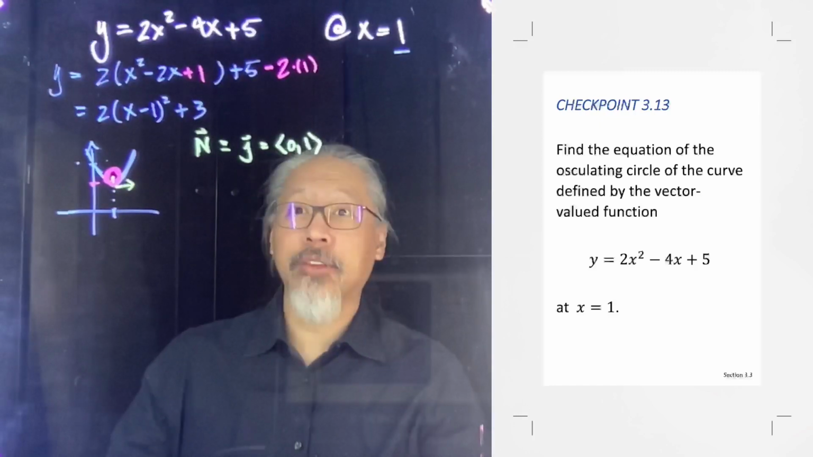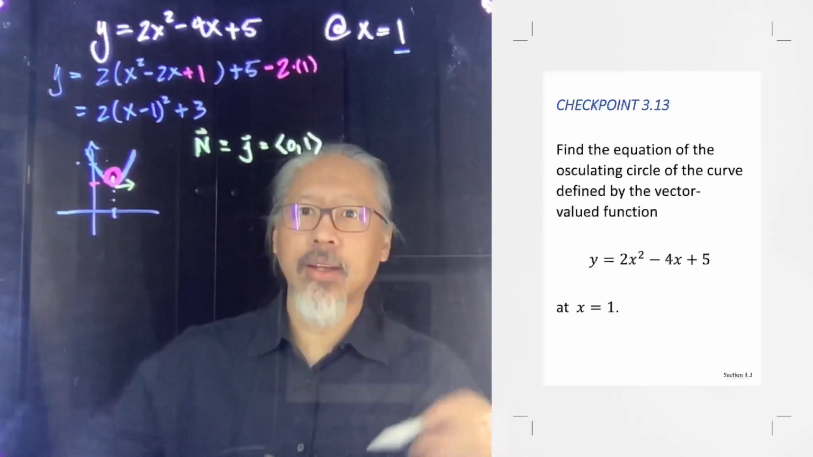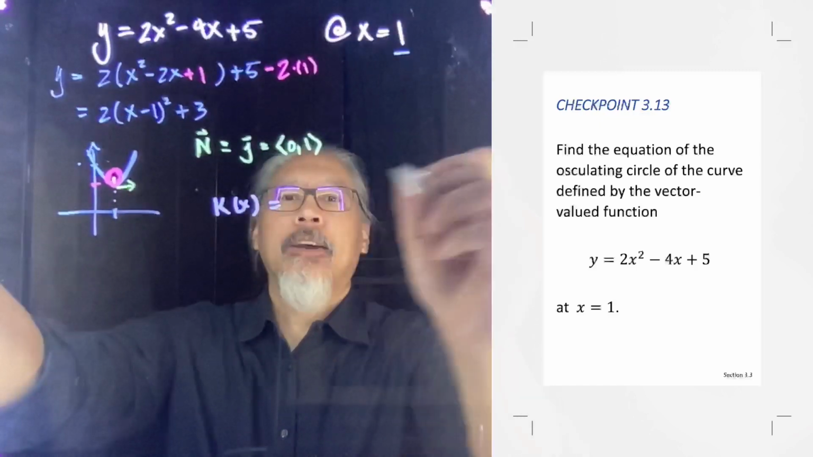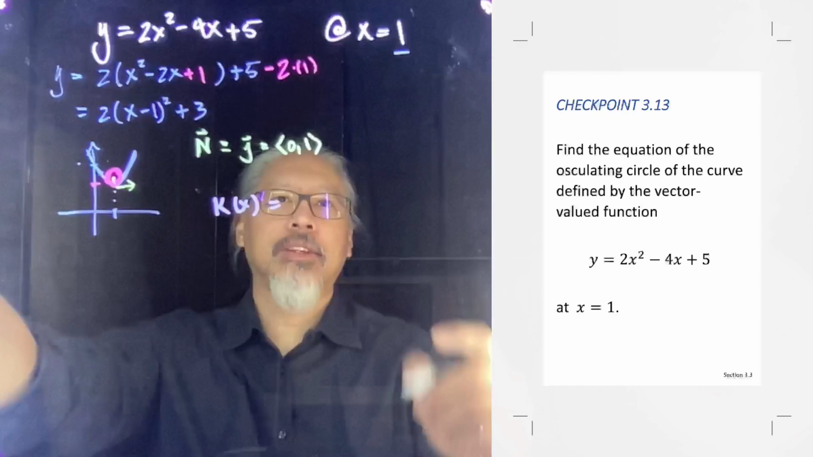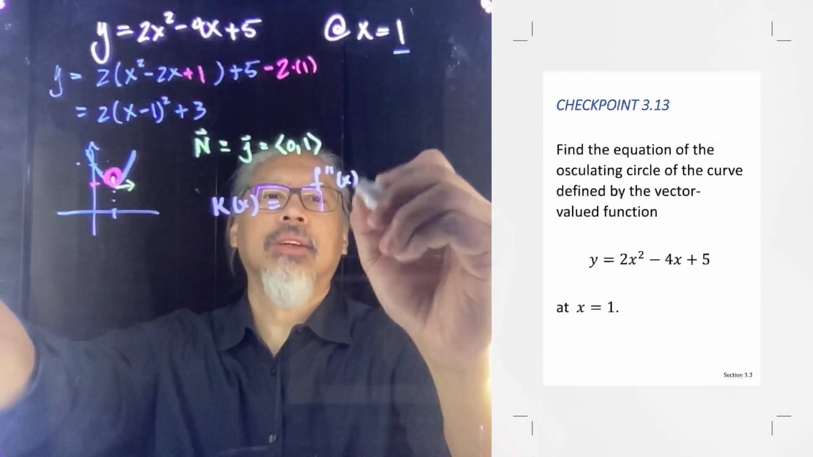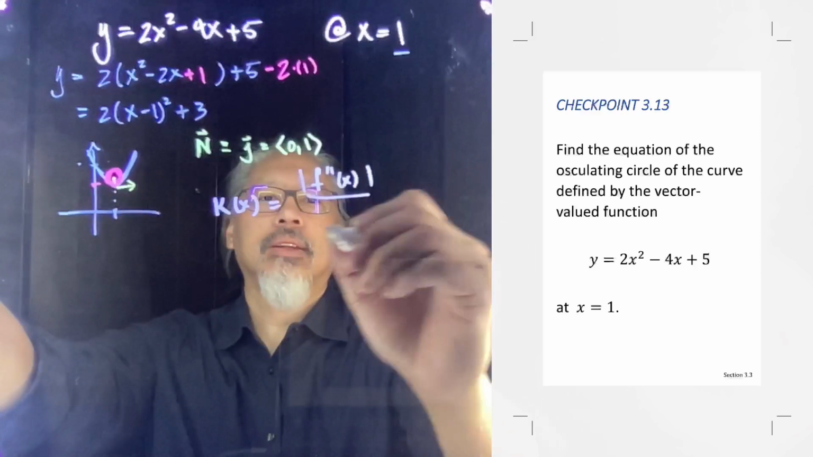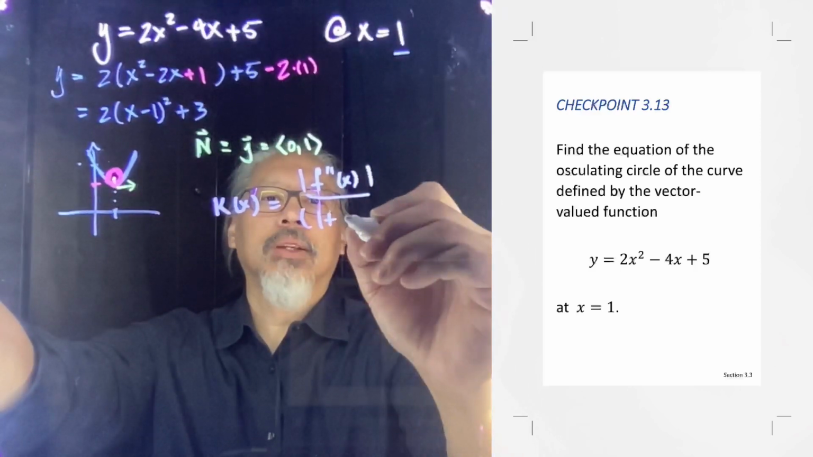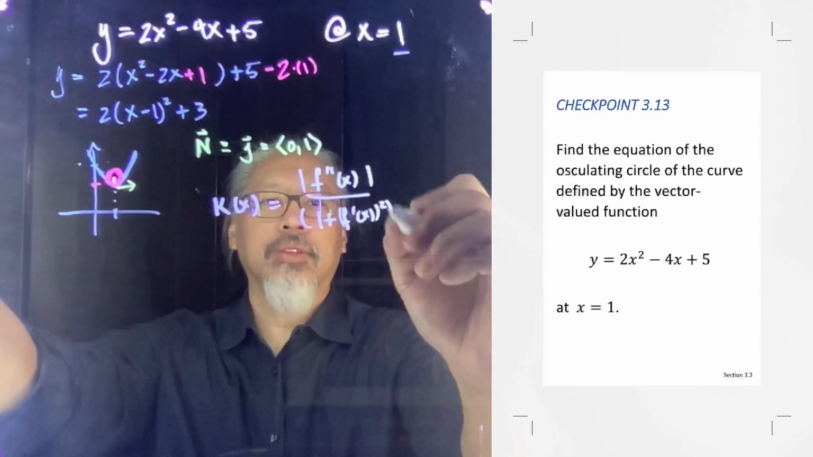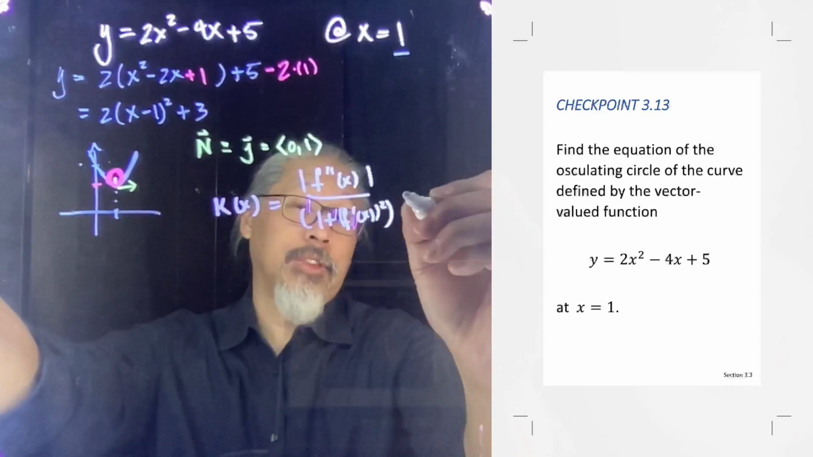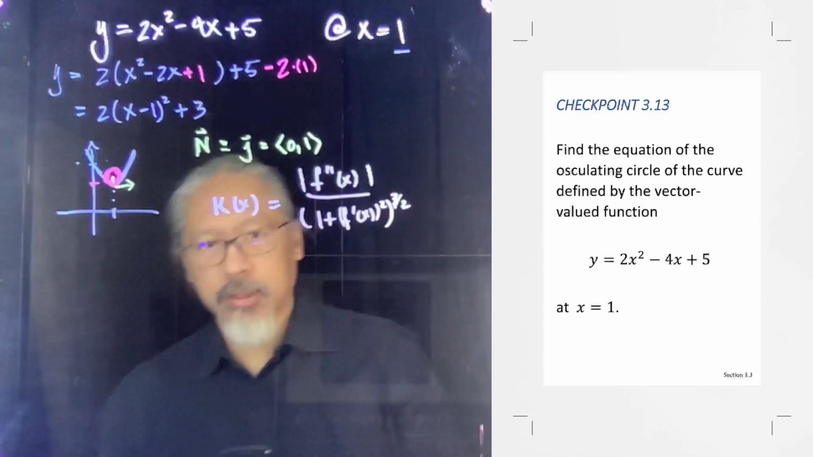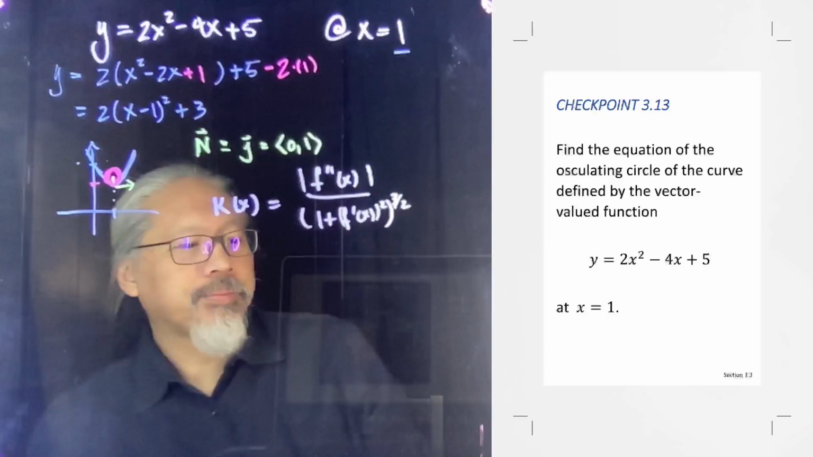So let's go ahead and find the curvature. That would be kappa of x. I think we need a couple of things. If you remember, the formula for kappa of x is the second derivative, over 1 plus the first derivative quantity squared, and then the whole thing taken to the 3/2 power.